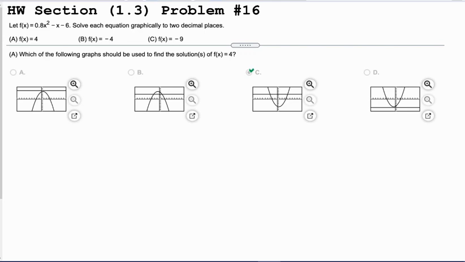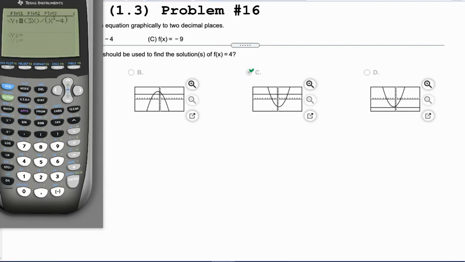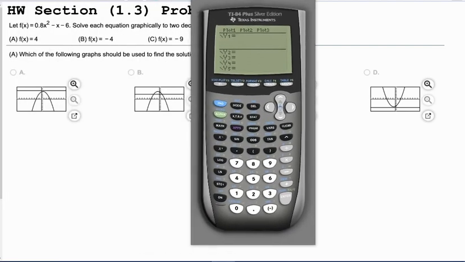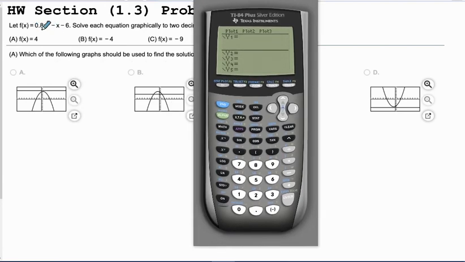The next question I got was from section 1.3, problem 16. And it says let f of x equal 0.8 times x squared minus x minus 6. And it says solve each equation graphically to 2 decimal places. So what that means is you're going to take your graphing calculator, go to the y equals, and you're going to plug f of x in for one of your y equals, so 0.8 x squared minus x minus 6. And then for my second equation, for part A, I'm going to enter 4.